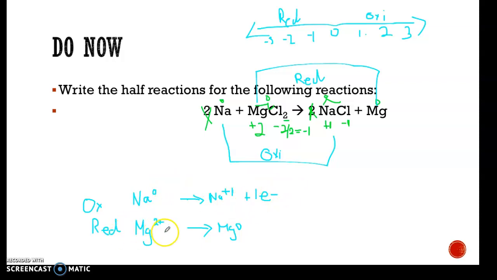Then, on my reduction side, how many electrons were involved for me to go from Mg2+ to Mg0? Well, that was 2 electrons, but I'm going to add it to the side that has, obviously, the oxidation state. So it's going to be Mg2+ plus the 2 electrons that are involved, so 2e-. And that is my half reaction.